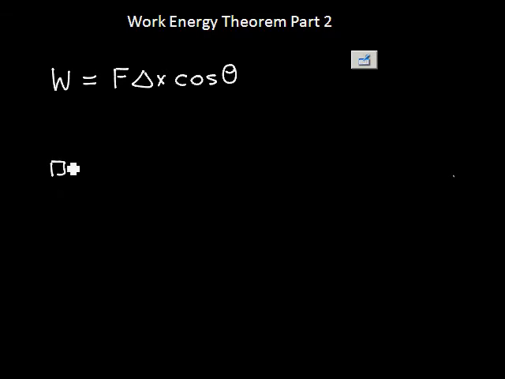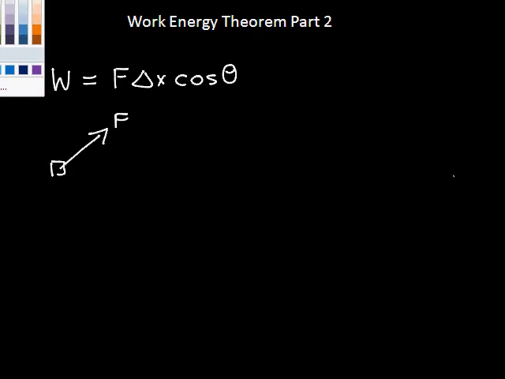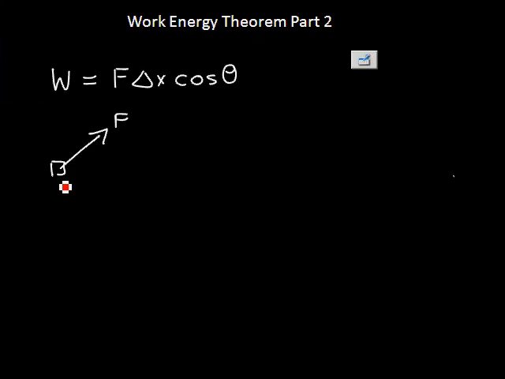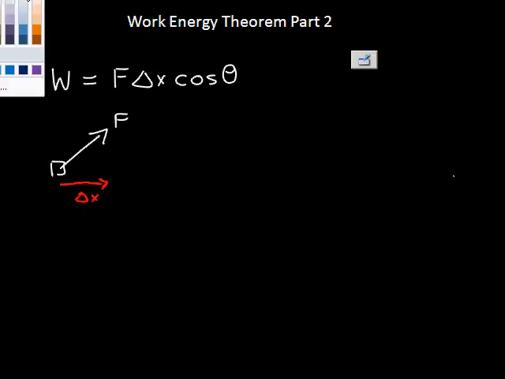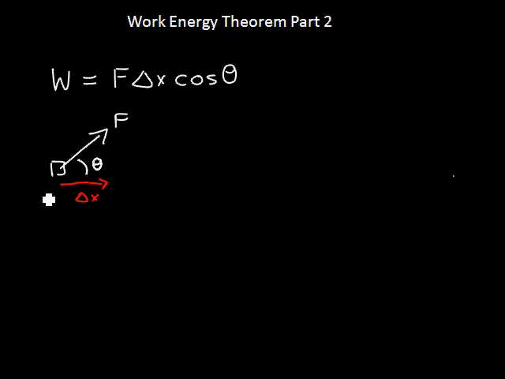If I have an object here and I apply a force in that direction, pick another color for a displacement vector so that we're clear that they're different types of thing, delta x, then the angle between the force and delta x is needed to figure out how much work's done, because it's only the component of force along that direction that does the work.